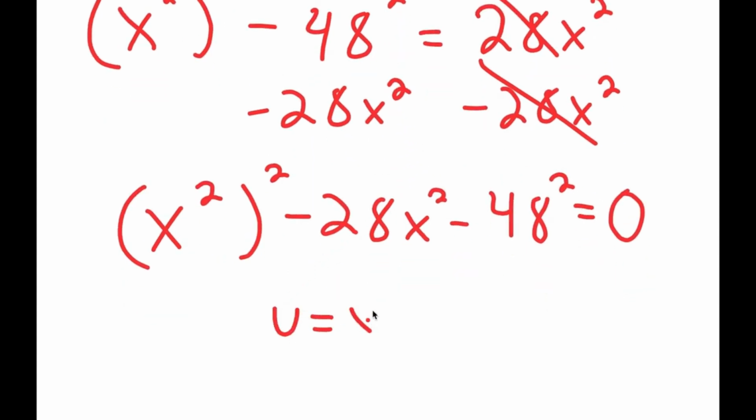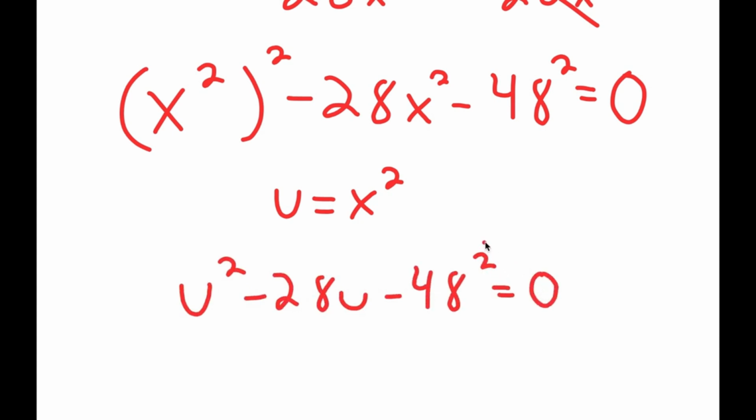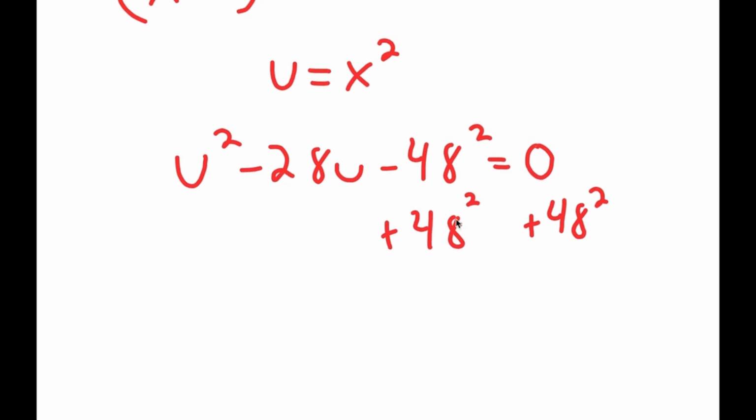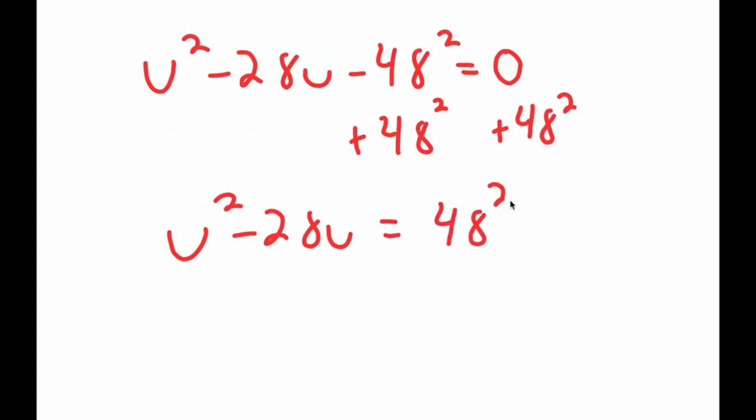Now I'm going to set u equal to x squared. So I get u squared minus 28u minus 48 squared is equal to 0. And now I can solve this by completing the square. So I'm going to add 48 squared back. And now I get u squared minus 28u is equal to 48 squared.